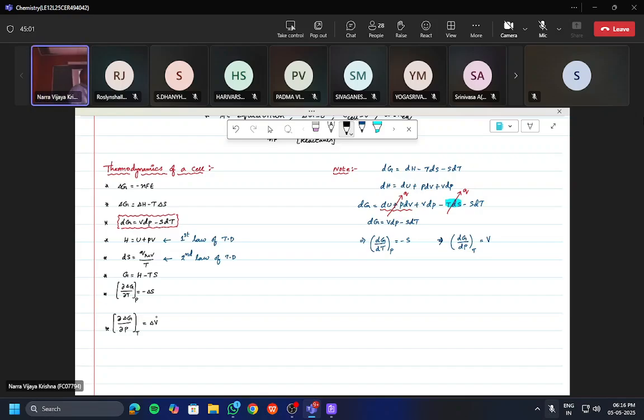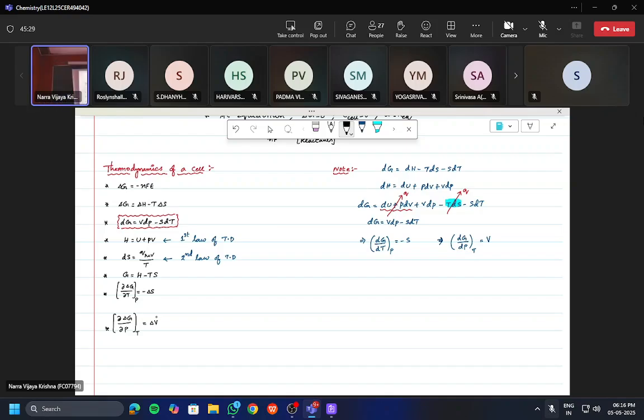Now define volume. Give the definition of volume. Generally, what do we write? Volume means space occupied is called volume. Right? What is the thermodynamic definition of volume? Change in Gibbs free energy per unit change in pressure at constant temperature is called volume.